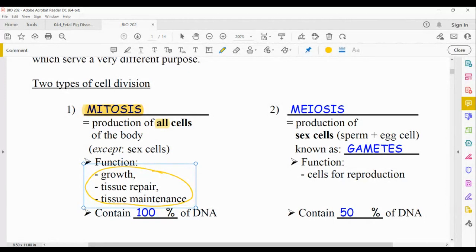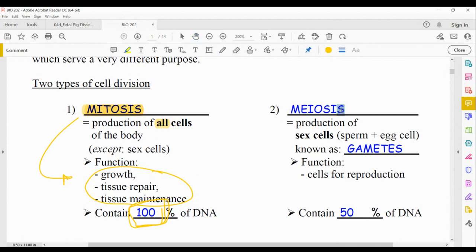The big thing to notice with mitosis is that it related, like I said, to all cells with the exception of the production of the sex cells. In this process, we always ended up with daughter cells, or the resulting cells, that contained 100% of the individual's DNA. So the cells that result from mitosis are going to be genetically exact copies of the parent cell that the division originates from.